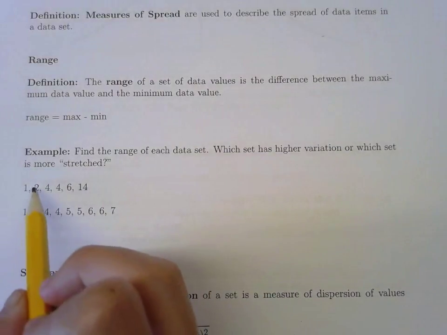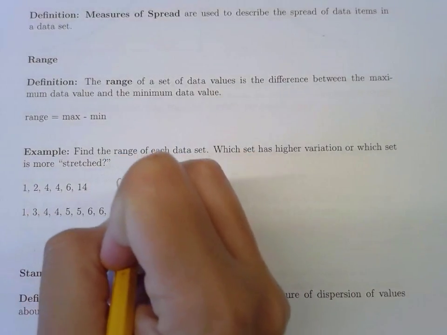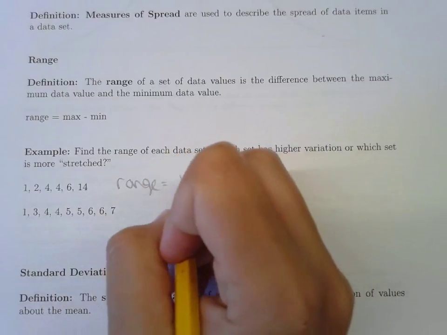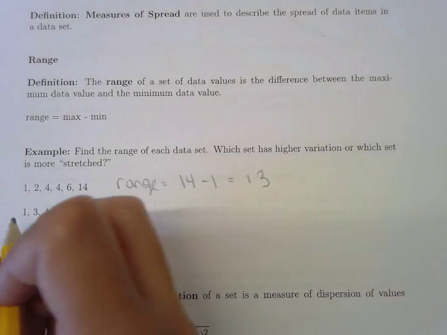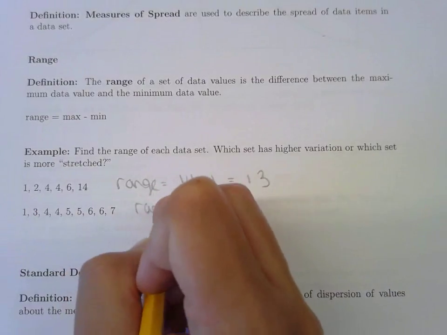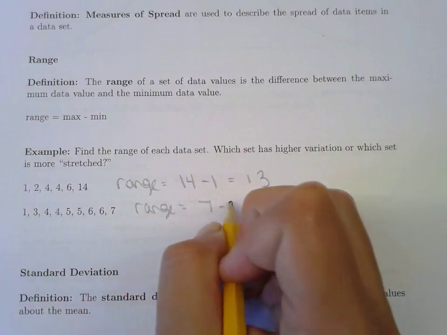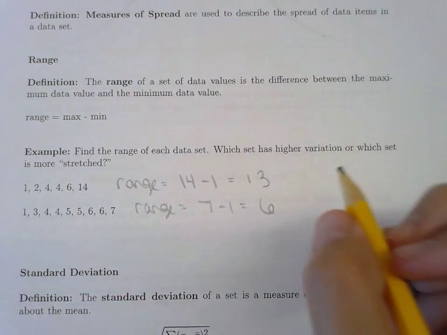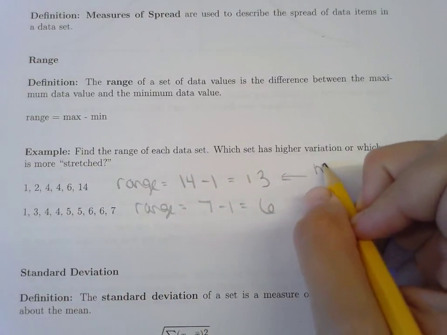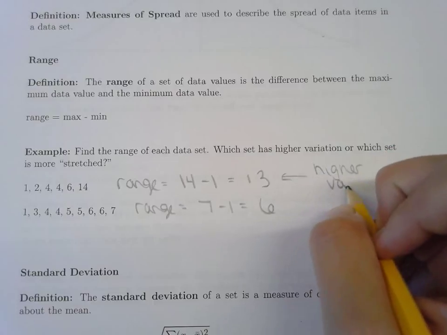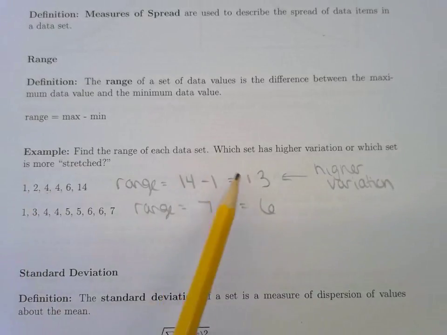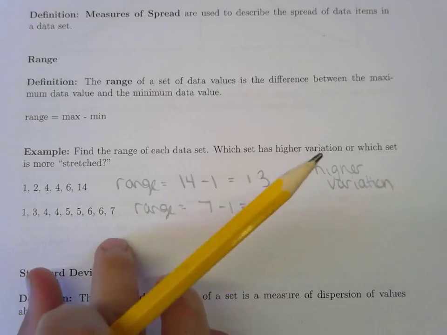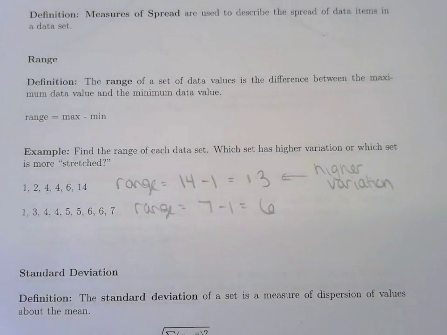The first one is 1, 2, 4, 4, 6, 14. Remember, the range is just the maximum minus the minimum, so 14 minus 1 is 13. For the second data set, the range is the maximum minus the minimum, 7 minus 1 is 6. So this 13 is higher variation, or more stretched out. This first data set has fewer numbers, but it's higher variation. It goes from 1 to 14, where this one only goes from 1 to 7. So the second one is more clustered together.